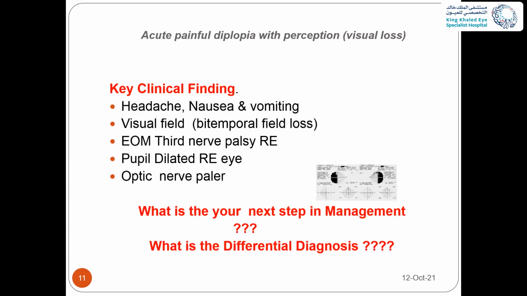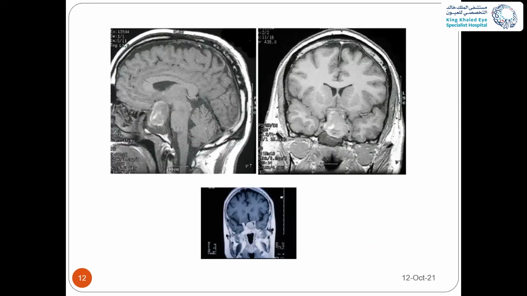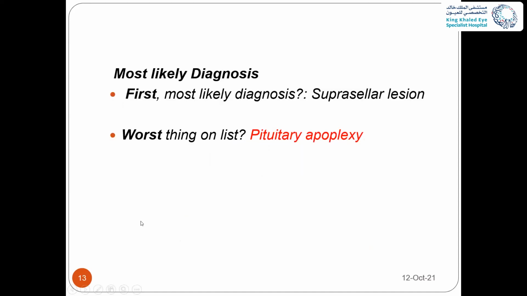So here we have these findings plus the bitemporal hemianopia and optic nerve pallor. What is your next step in management, and what is your differential diagnosis here? So you did imaging, and here we have a large pituitary tumor. So the most likely diagnosis here is a suprasellar lesion, but what is the worst? The worst is if the patient has pituitary apoplexy.